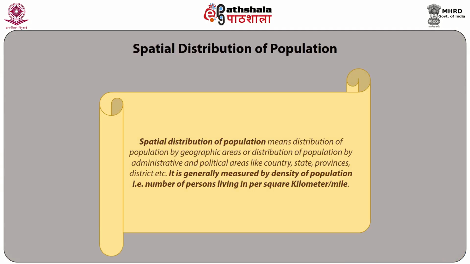While discussing the spatial distribution of population, we say that it means distribution of population by geographic areas or distribution of population by administrative and political areas like country, state, provinces, district, etc. It is generally measured by density of population, that is, number of persons living per square kilometer or mile.